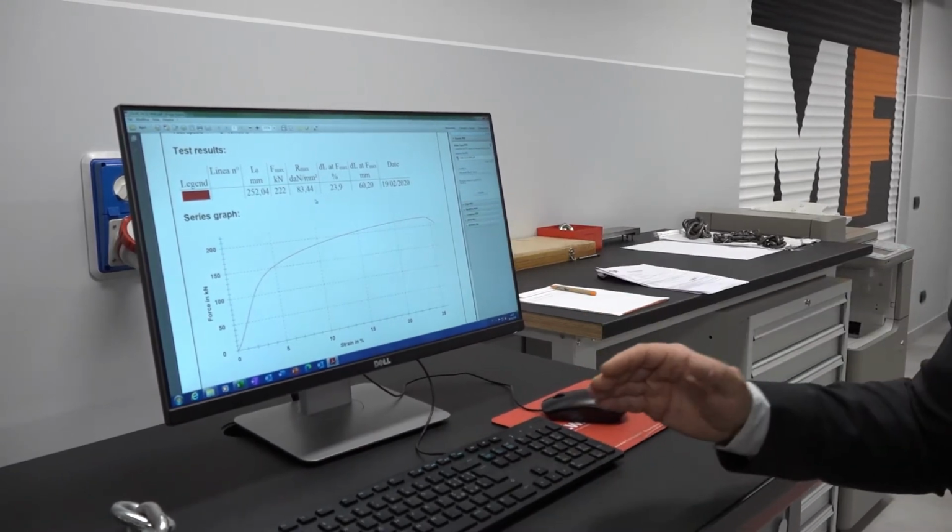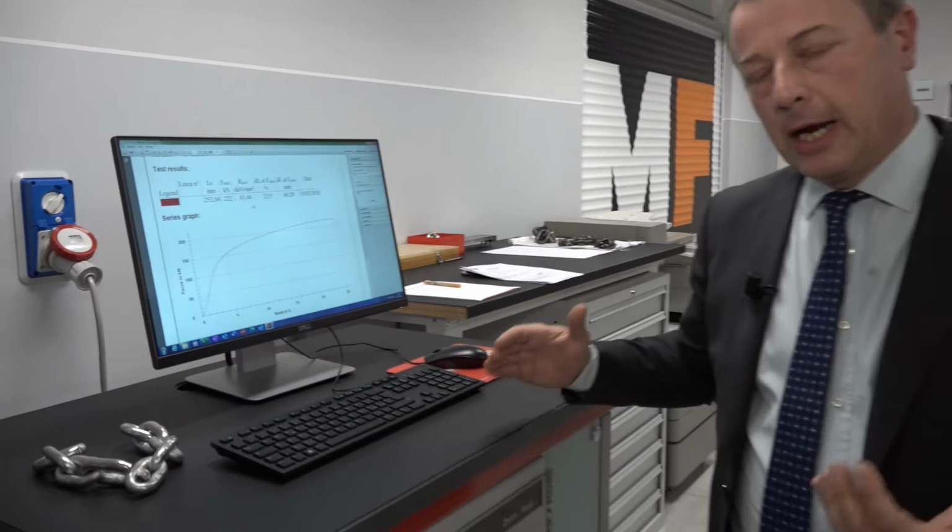So we can understand if a chain requirement by the supplier is respected, and these graphs could be useful to determine the working load limit of a chain and the breaking limit of the chain specimen.